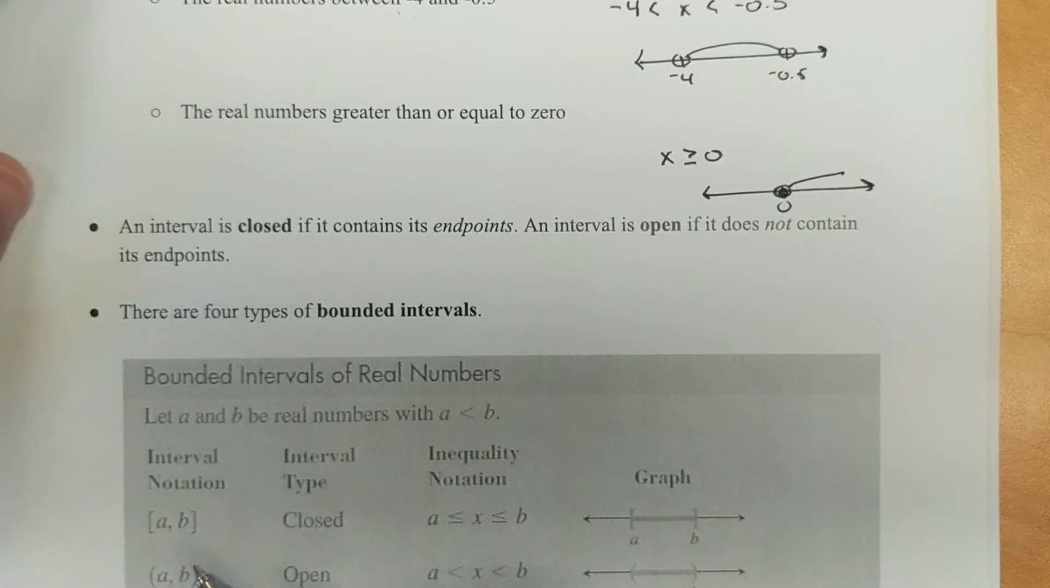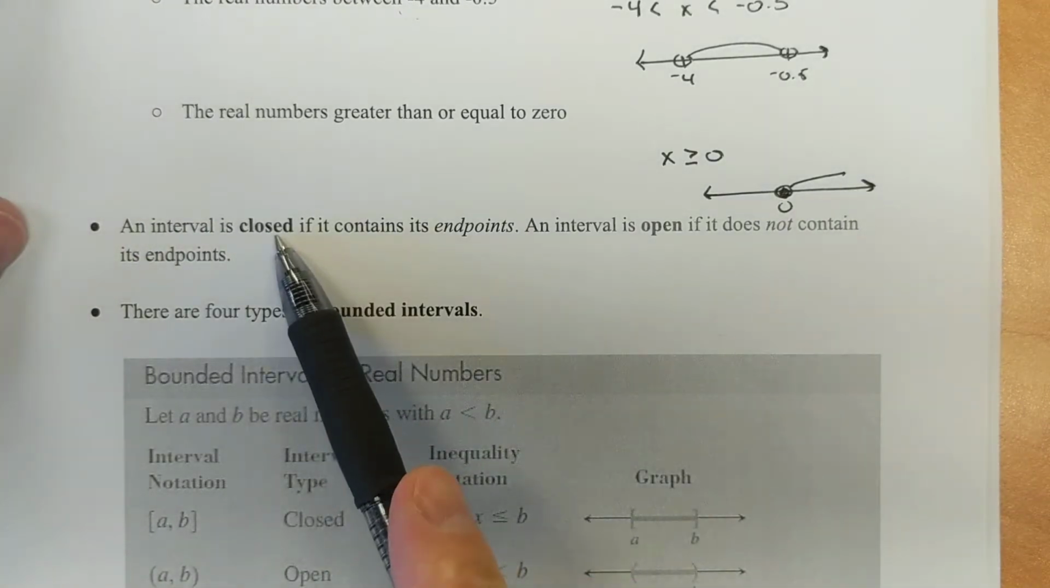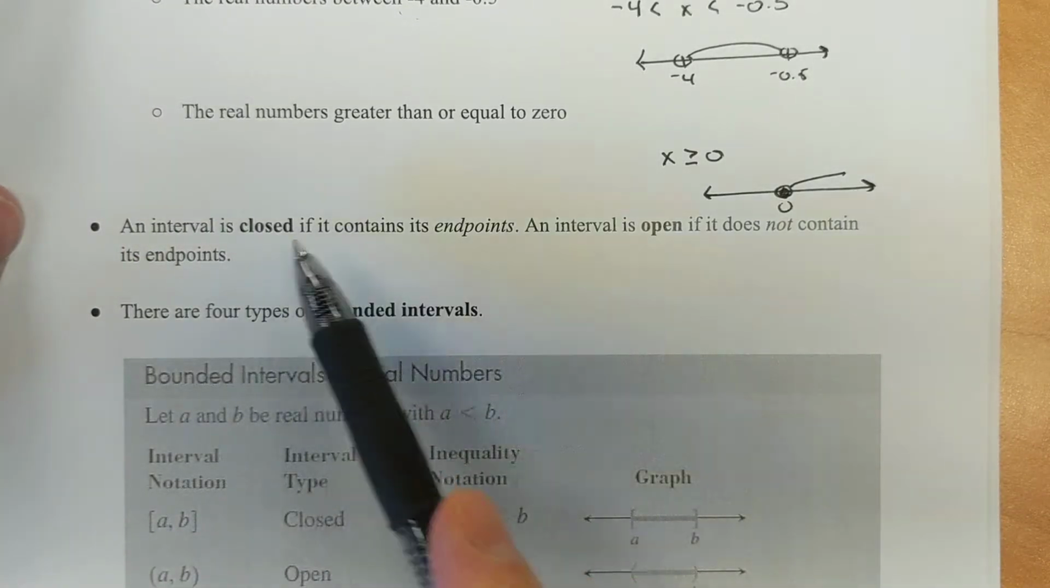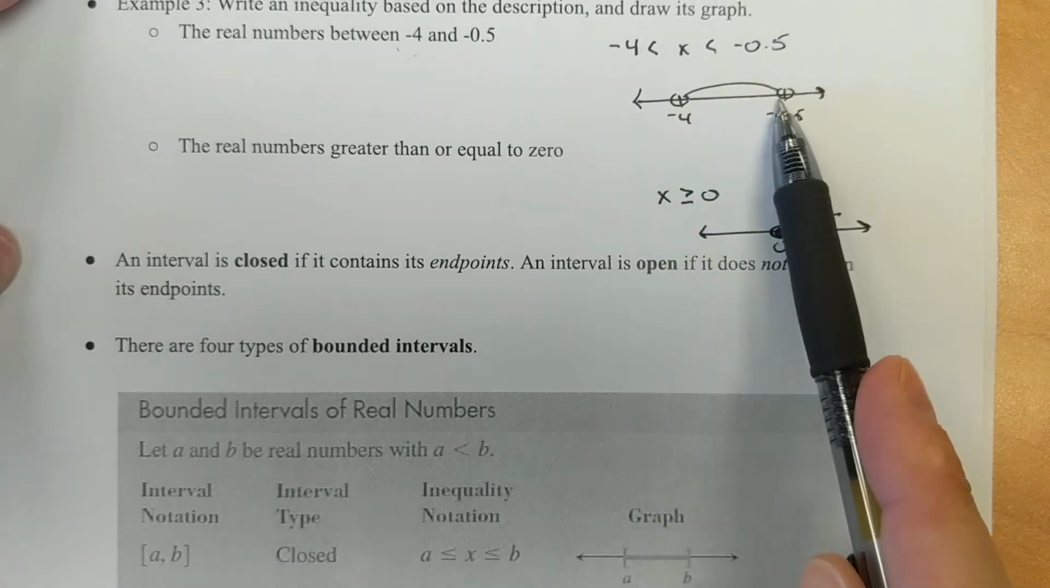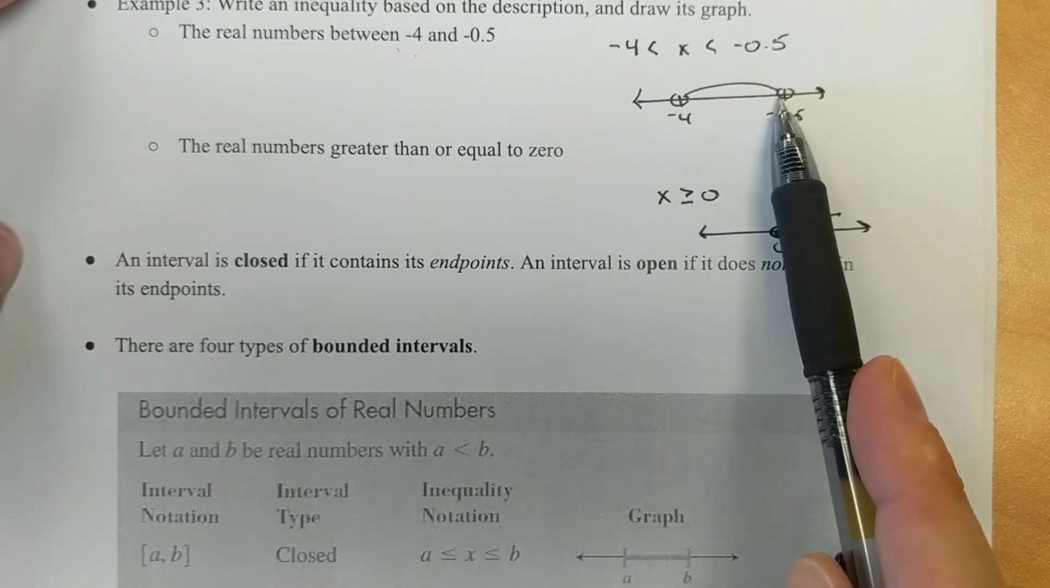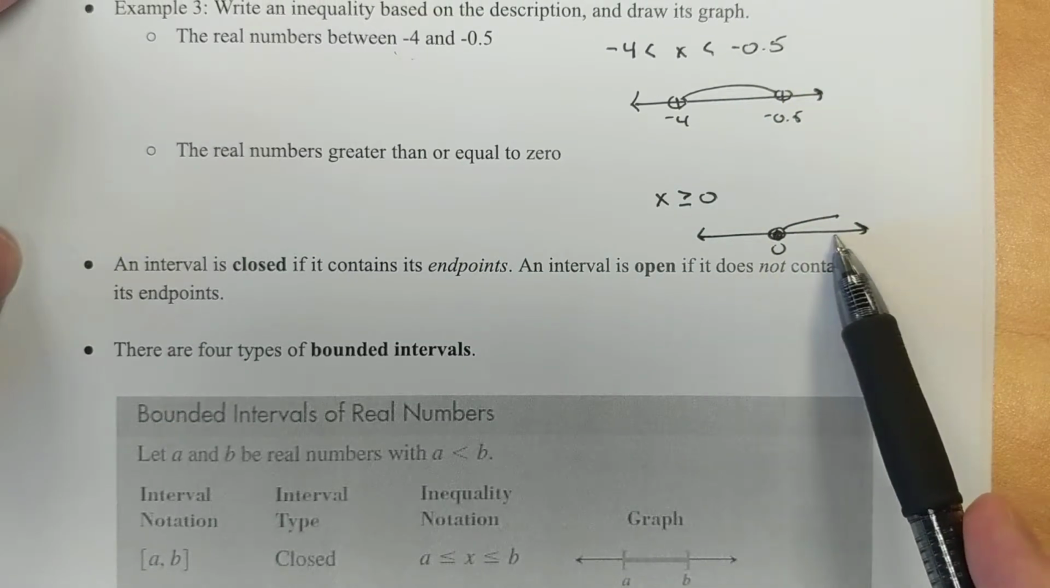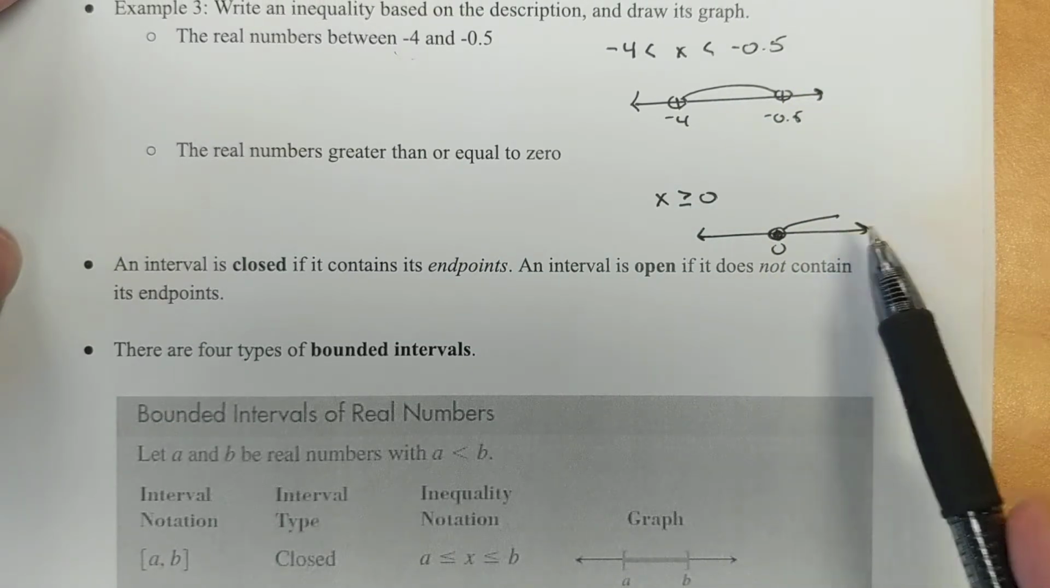So intervals can have more than one type. They can be closed if it contains its endpoints, or open if it does not contain its endpoints. So this one up here, we have double open circles. That's referred to as an open interval. If I had another closed dot somewhere on this one, that would be a closed interval.